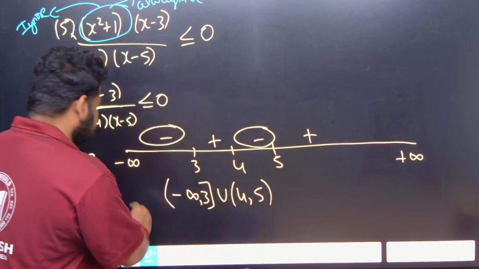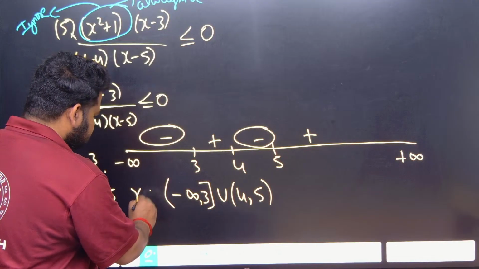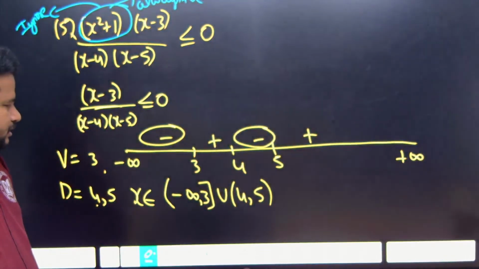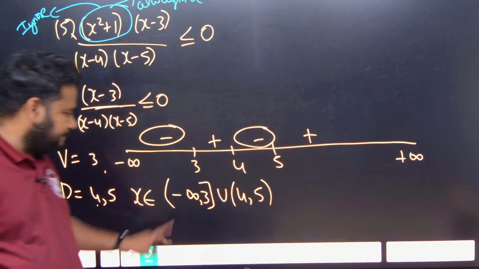So x belongs to this. X belongs to minus infinity comma 3. This is the open interval 4 comma 5. This is what we will be having. So can I combine this?